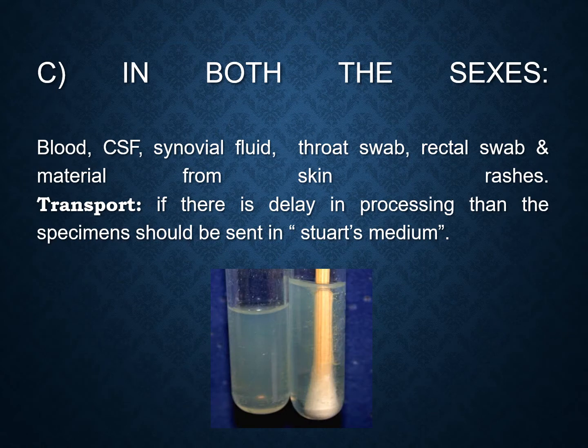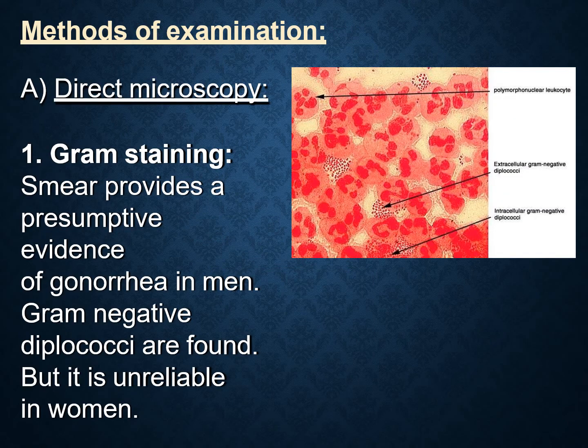In both sexes, apart from these samples, blood, cerebrospinal fluid, synovial fluid, throat swab, rectal swab, and material from skin rashes can also be collected. If there is a delay in processing the sample, it would be better to send the sample in a transport medium. Once the specimen is collected, we can go for examining the samples.